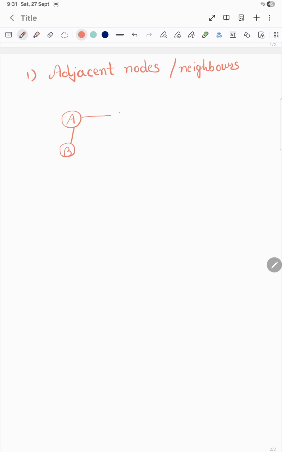Suppose I am having something like this, right? Now if I talk about the adjacent nodes of A, B and C are adjacent nodes of A, right? Then D and A are adjacent nodes of B, right? D, E and A, these three are adjacent nodes of C, right? So these are the adjacent nodes.